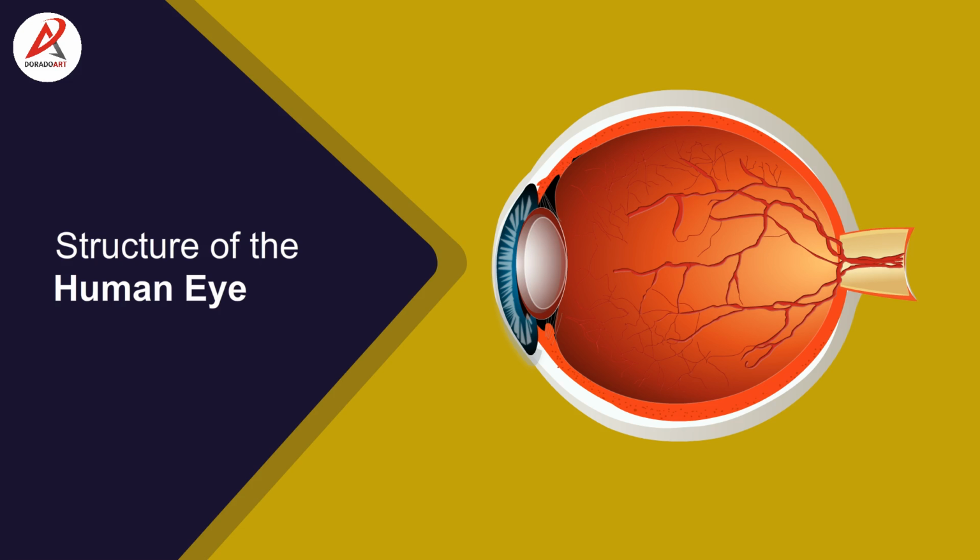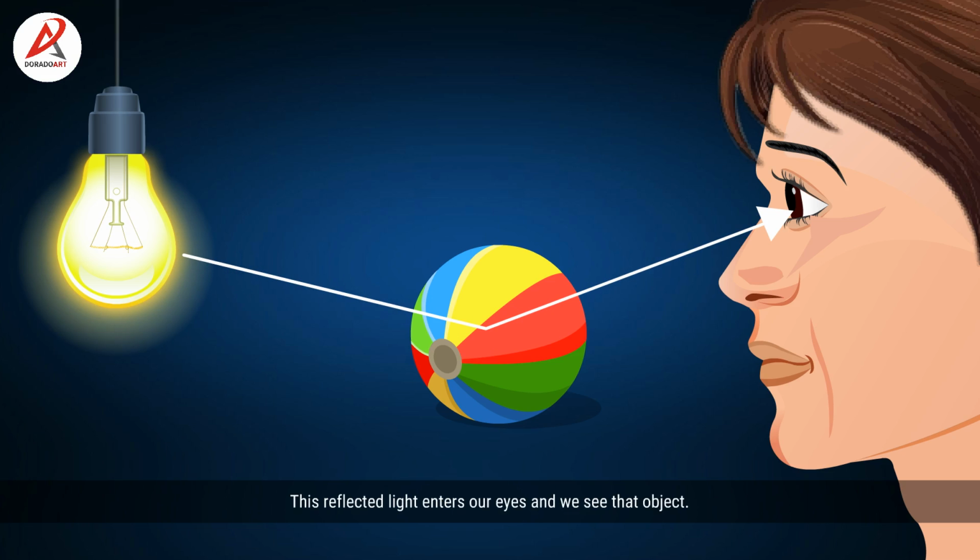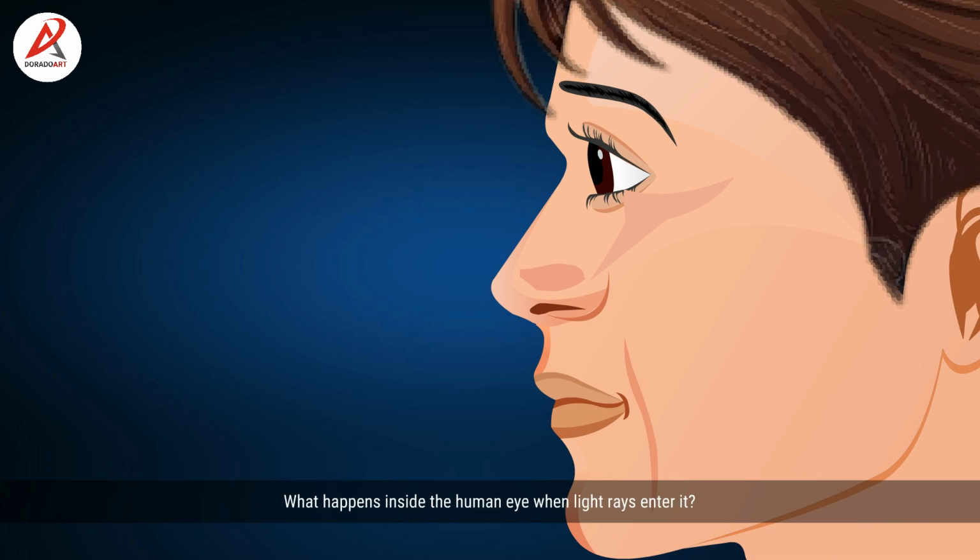Structure of the human eye. We learned that objects are visible because of the light getting reflected from their surfaces. This reflected light enters our eyes and we see that object. What happens inside the human eye when light rays enter it? What is it that helps us see the things around us?